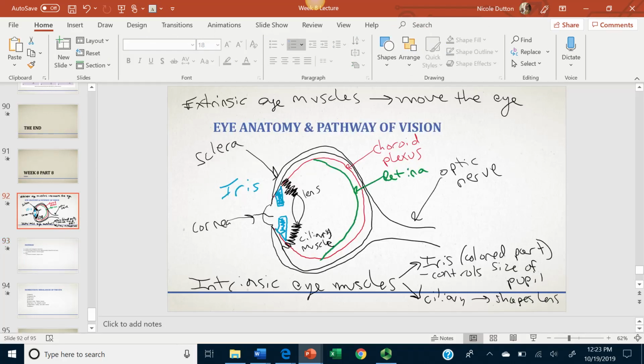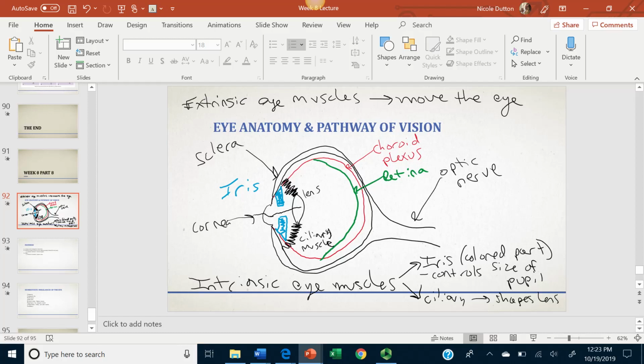So all we've basically done is gone through this region here. So anterior chamber is from cornea to pupil. Pupil to lens is the posterior chamber, but this entire thing is filled with aqueous fluid. And the pupil is here in the center of the iris, and it's really an opening. So the pupil is a hole.